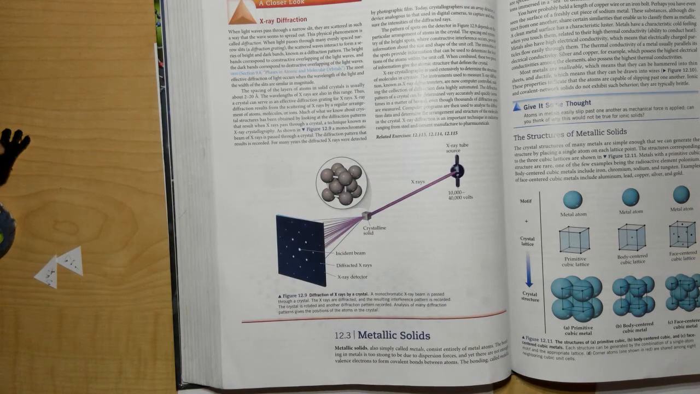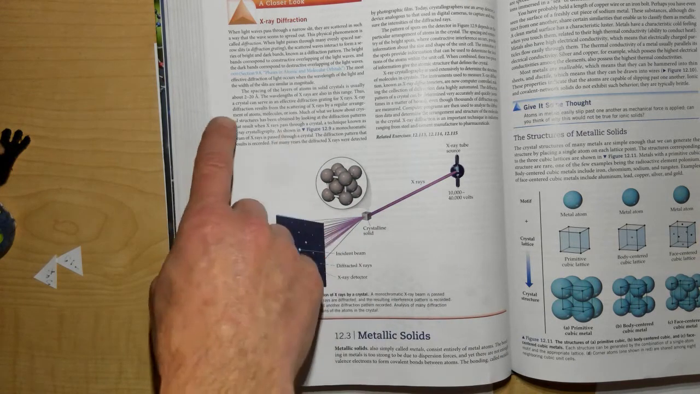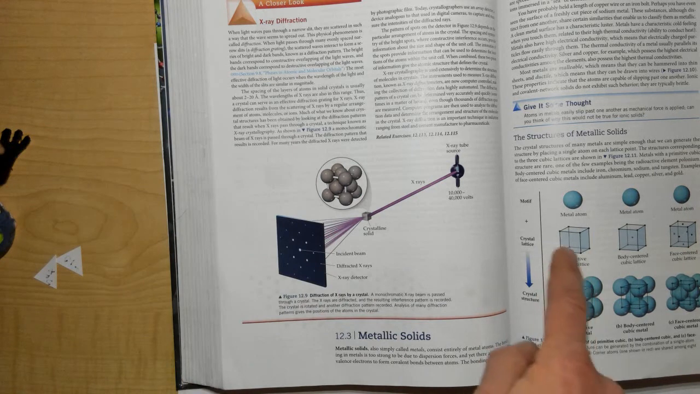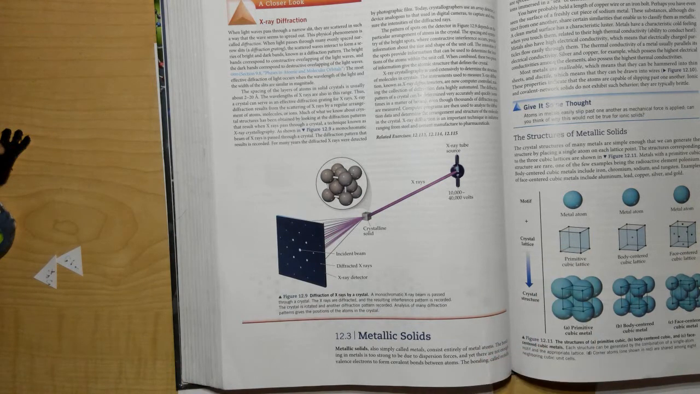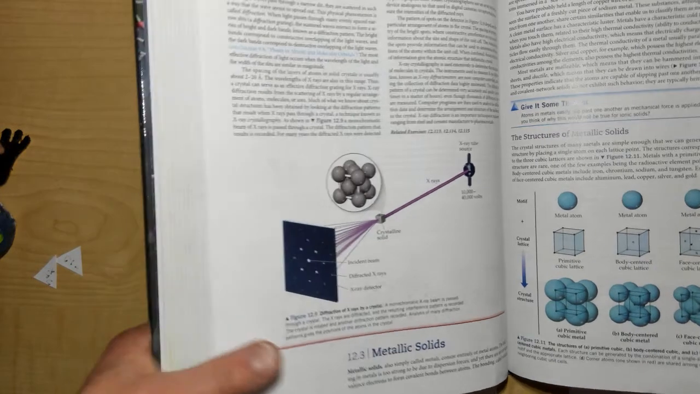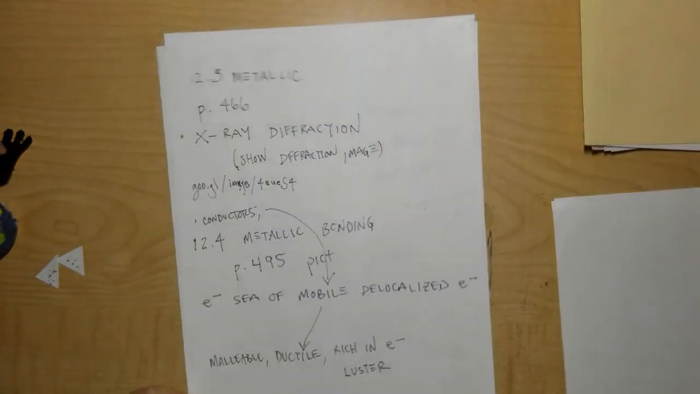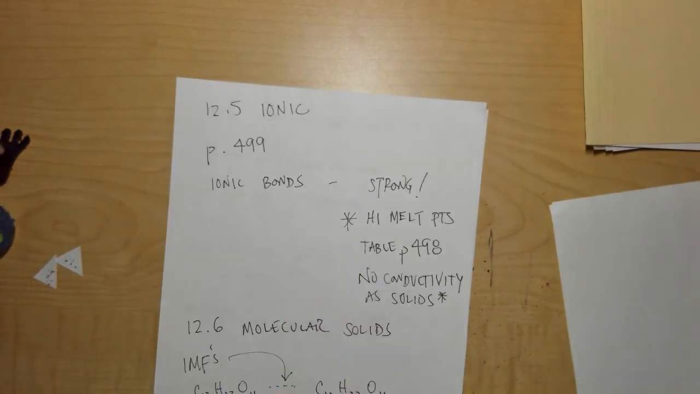So that's how we know that there are these types of structures, or as you see up on the screen up here, these types of structures that make up a particular solid. X-ray diffraction, super useful tool in deciding what type of organization of solids we have. So that's metallic solids. Let's move on from there and let's talk about the second kind of solids.